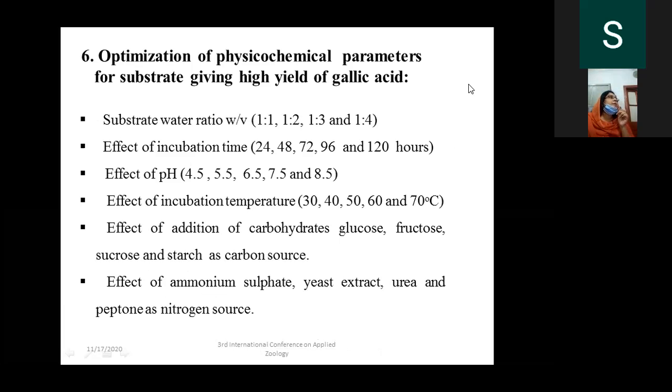This is the basic composition of the basal media that supports the growth of the fungus. For the optimization of the physiochemical parameters, these are the various parameters that were studied: substrate water ratio of 1:1 to 1:4, incubation time from 24 to 120 hours, pH from 4.5 to 8.5, incubation temperature from 30 to 70 degrees centigrade. The additional effect of carbohydrates and nitrogen sources at 0.2% concentration was also studied.